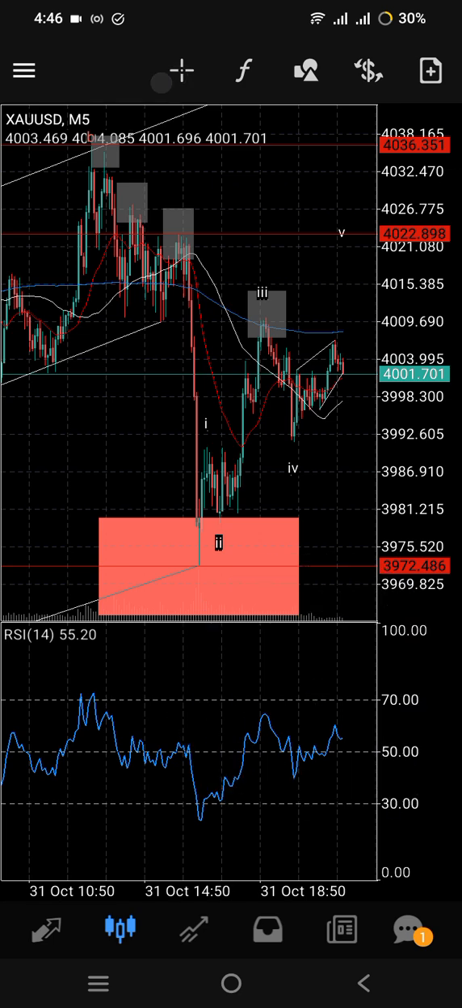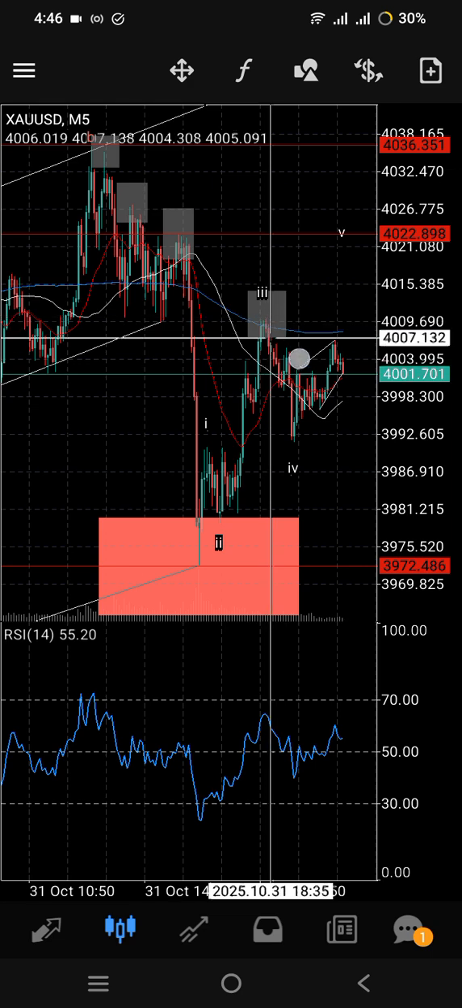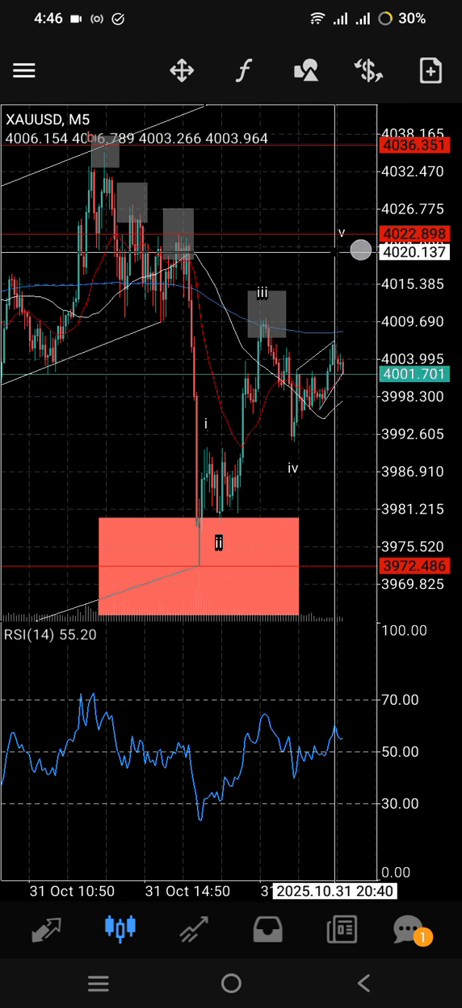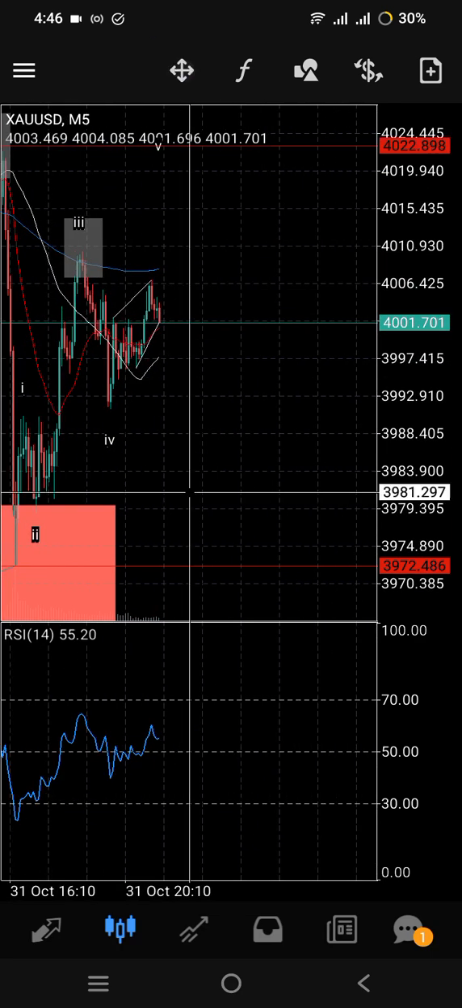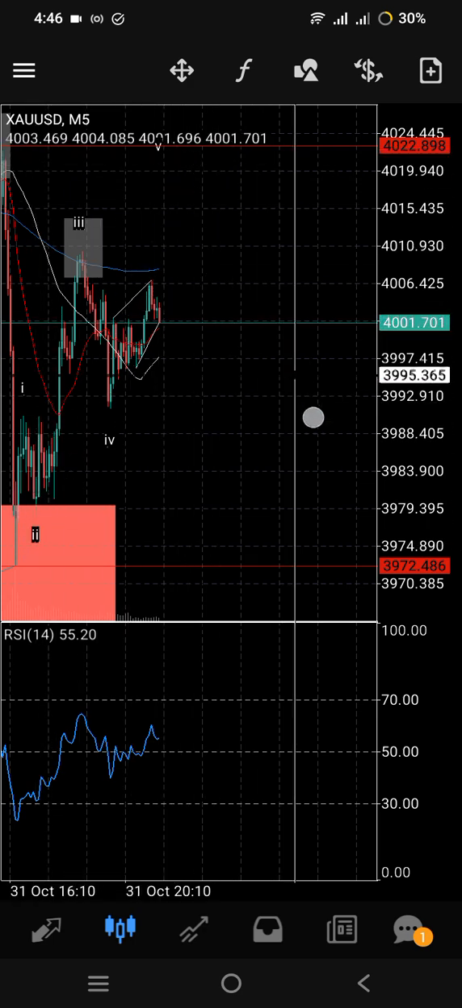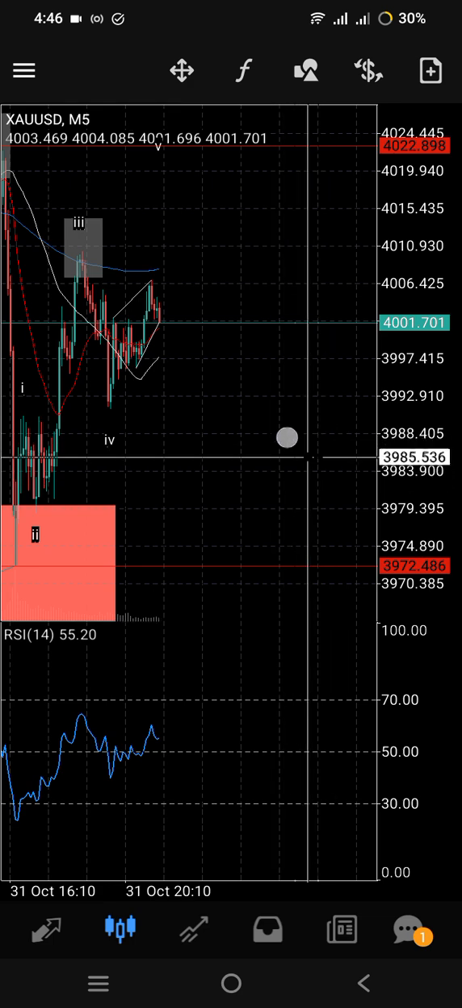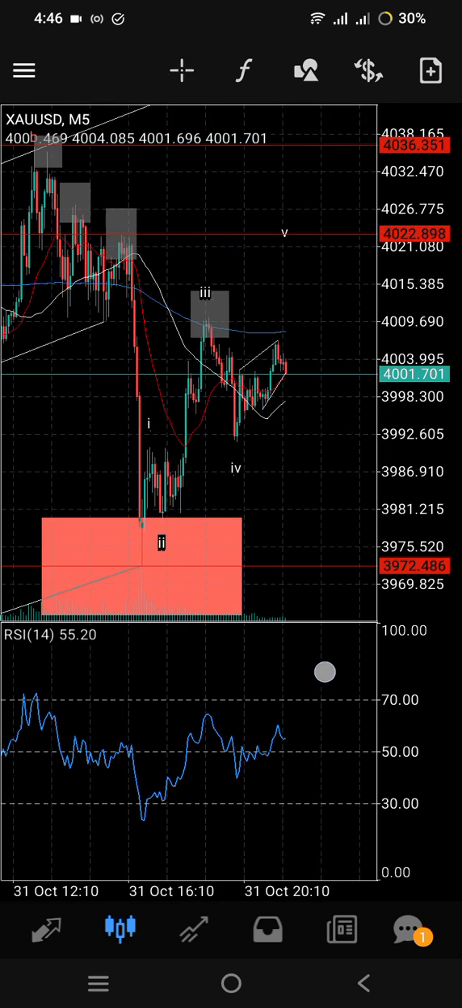So I'm also counting this impulse move. 1, 2, 3. There's a possible 4. And then this might be a 5. If in fact, if by Monday we see that this ends up being a 5 and we have a 3 move down, then I'll probably be looking for buy long trades to press around the retracement zone.